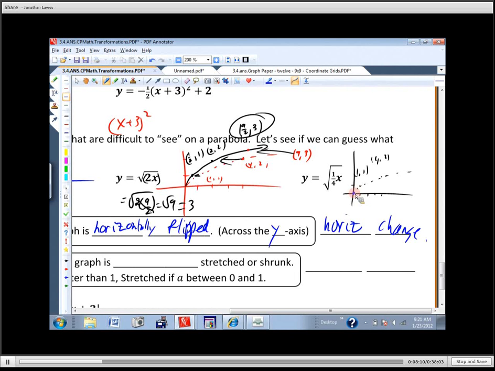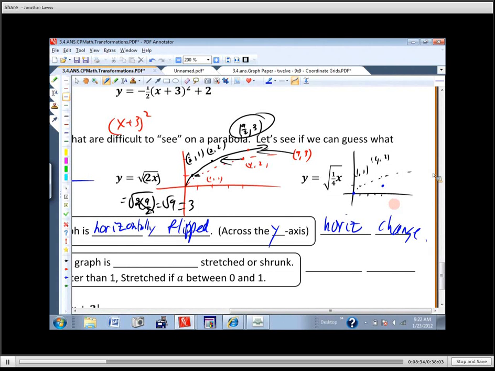So we're still at 0, 0. Now instead of going over 1 and up 1, we're going to go over 4 times as far. Well, what's 4 times as far as 1? 4. So we're going to go over 4 and up 1. For this next point, we normally go over 4 and up 2. We're going to go over 4 times as far as 4. So what would the next point be?